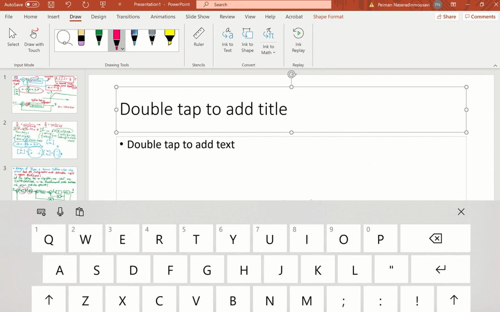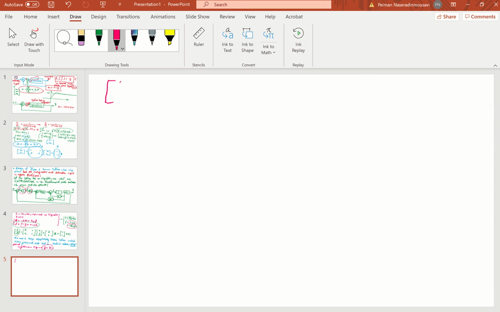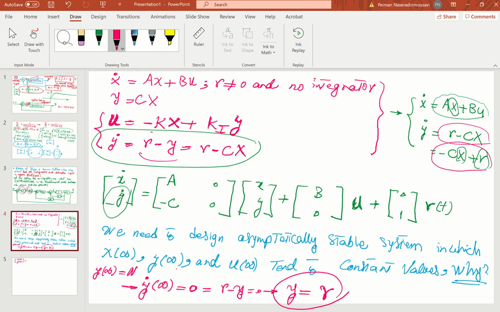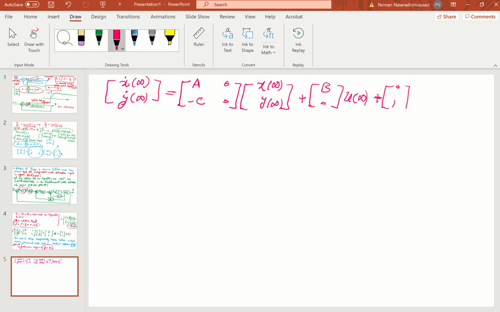But we have a little mathematics to do first. Before going to MATLAB, we have to understand the background. So based on whatever I wrote, x dot at time infinity and zeta dot at time infinity, using this relation, are again A, 0, minus C, 0 times x at infinity and zeta at infinity, the steady state values, plus B, 0 times u at infinity, plus 0, 1 times r at infinity. That's right.